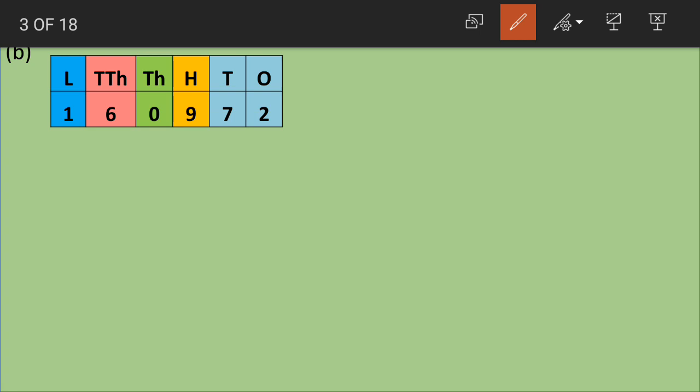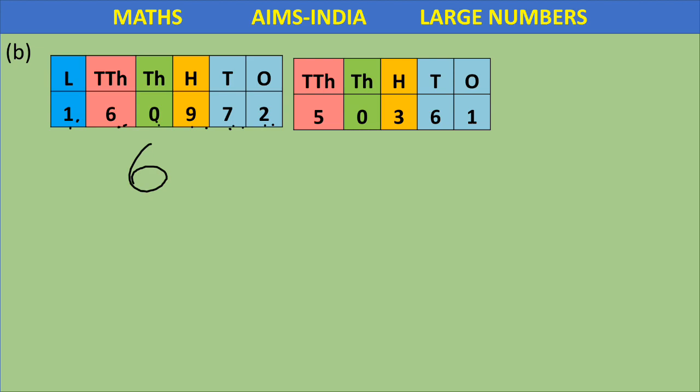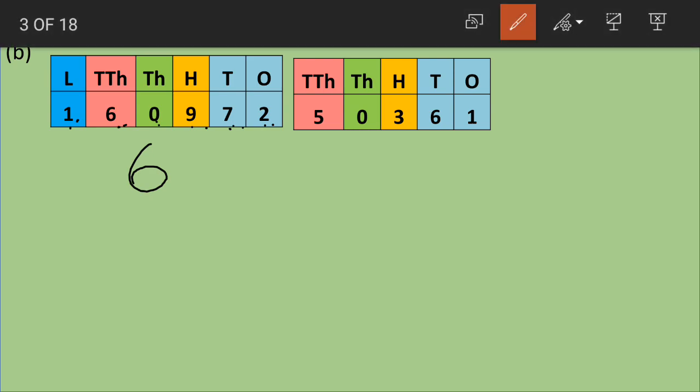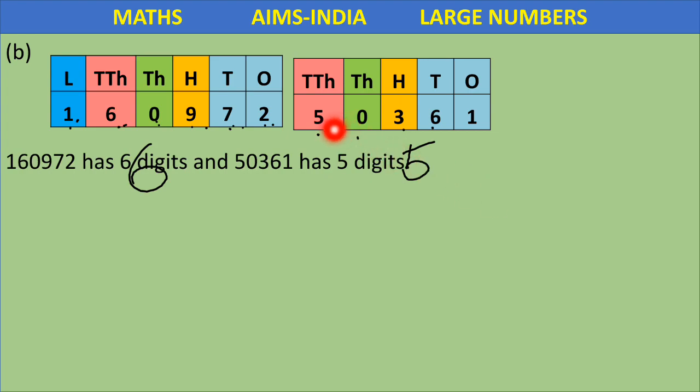How many digits does this number have? 1, 2, 3, 4, 5, 6. It has 6 digits. And how do we read this number? 1,60,972. Yes or no? Yes. Coming to the second number, it has how many digits? 1, 2, 3, 4, 5. It has 5 digits. And how do we read it? 50,361.